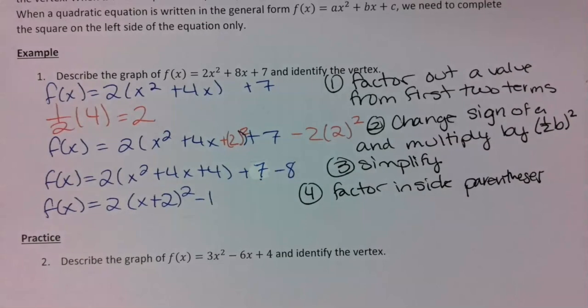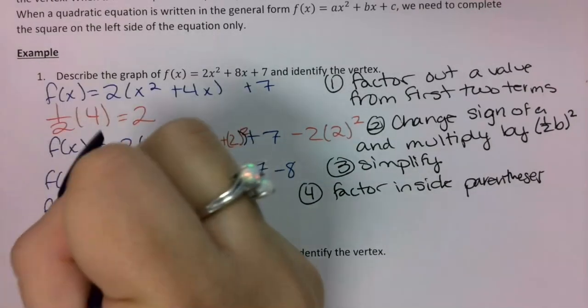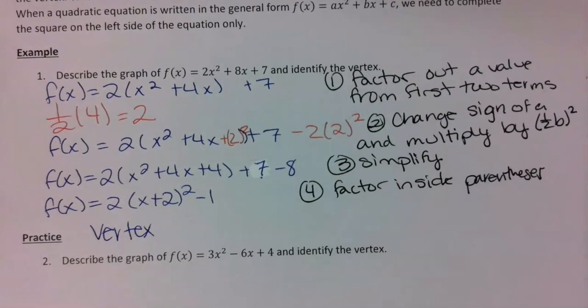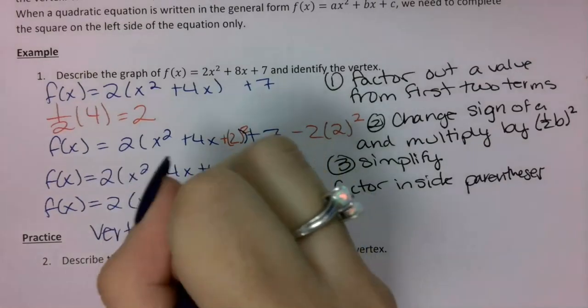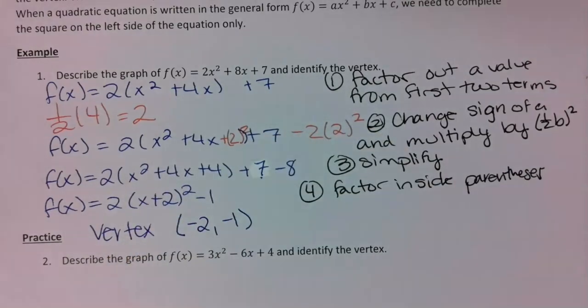Okay. Then I can tell my vertex now. So what is it? Did you say 6? Not quite. Negative 2, negative 1. Okay, yeah. Okay, thank you.